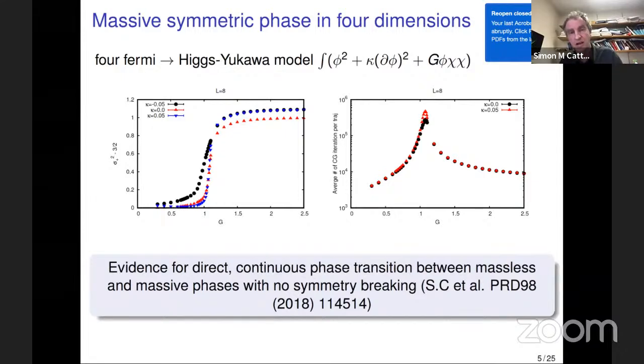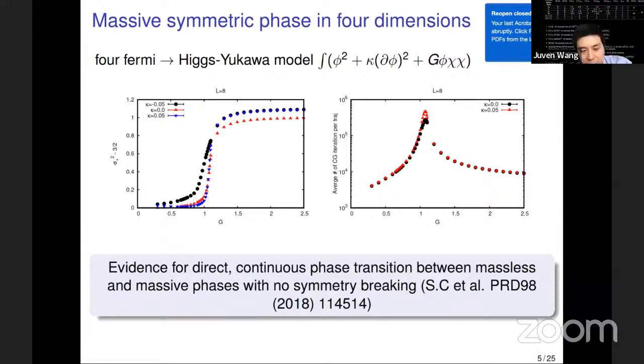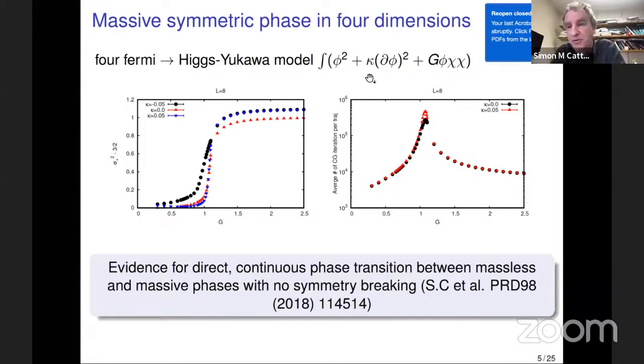But if you add this coupling kappa, which you should do, it's a marginal operator. It should be in the analysis. It's inconsistent to leave it out. If you do that, then you can tune to a point where that bilinear phase goes away and you go directly from massless to massive. Shailesh doesn't have any data because the algorithm he's using doesn't allow him to set kappa non-zero.